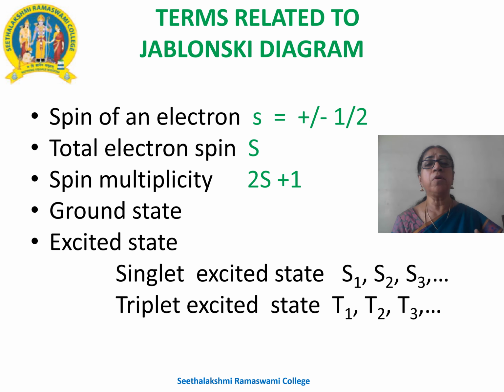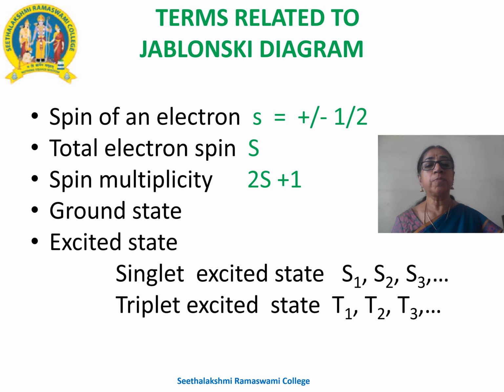The main aim of this presentation is to get a clear understanding about two phenomena. One is fluorescence, another one is phosphorescence. They could be explained with the help of the Jablonski diagram, which is a pictorial representation of various happenings which occur during the photochemical reactions. For better understanding of the Jablonski diagram, we need to familiarize ourselves with certain terms or definitions.